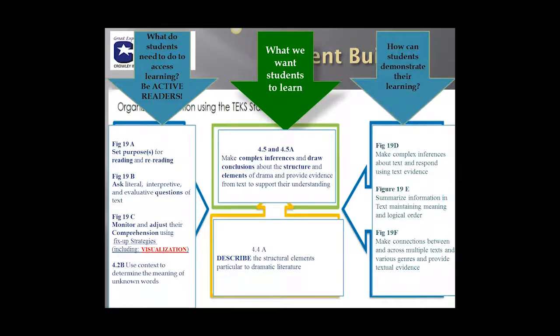And lastly, we consider how can students demonstrate their learning. We're going to know that they were active readers and actively thinking while and about reading when they're able to make complex inferences, summarize information, and make those connections.